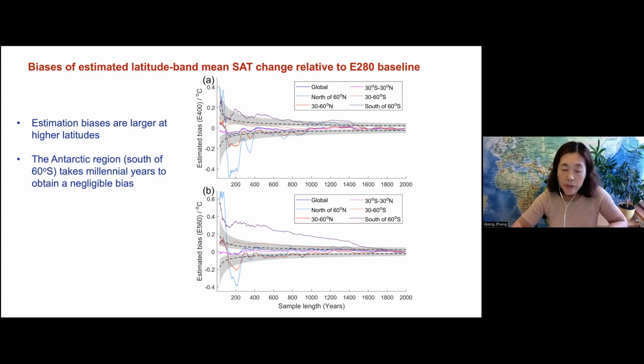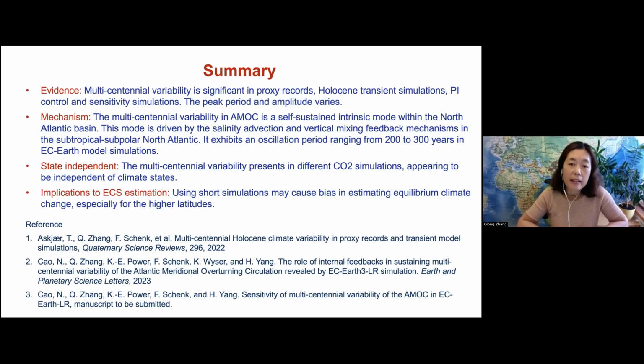Okay, so I briefly go through everything very quickly, and here is a summary for this talk. First, I presented all this evidence that this multi-centennial, or you could say centennial to multi-centennial, because it also includes 100 years, variability is significant in proxy data, in Holocene transient simulations, in control simulations, and also in sensitivity simulations. Of course, in these different simulations or different models, the peak period can vary and amplitude also can vary. They are not always the same.